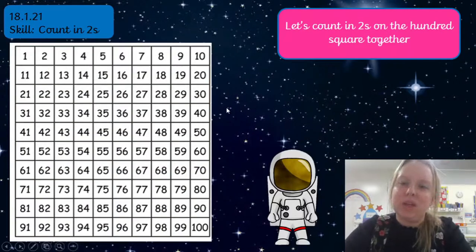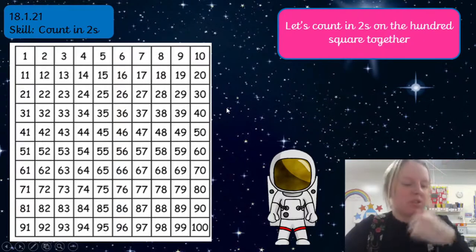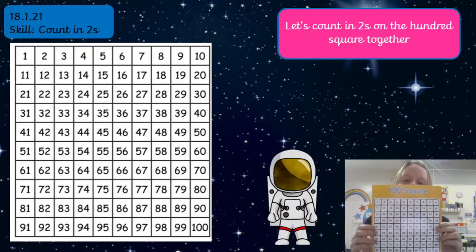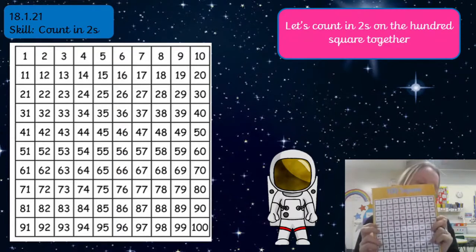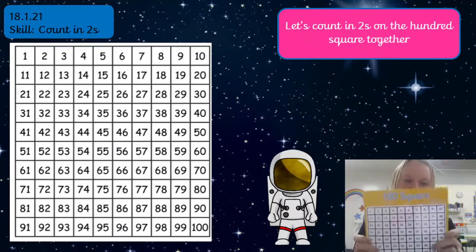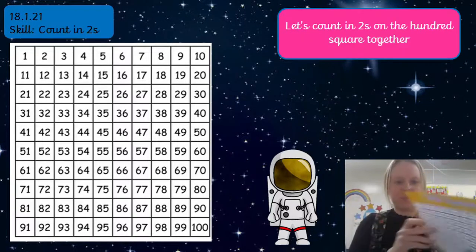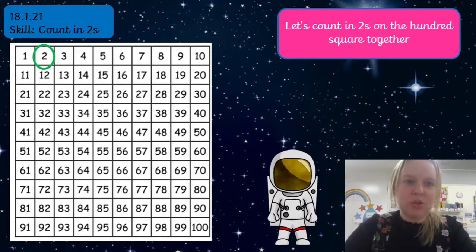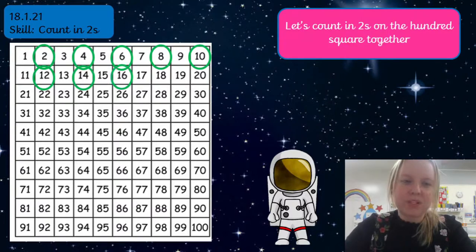Okay, so now we're going to count in twos on 100 square together. So you should have one of these that you had in your pack, 100 square. We're going to use these next. So if you want to pause the video to go and find your 100 square, that would be amazing. Okay, we're going to start with 2. Ready? 2, 4, 6, 8, 10, 12, 14, 16, 18, 20.